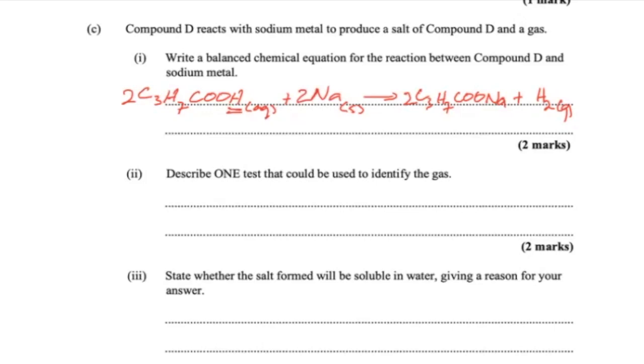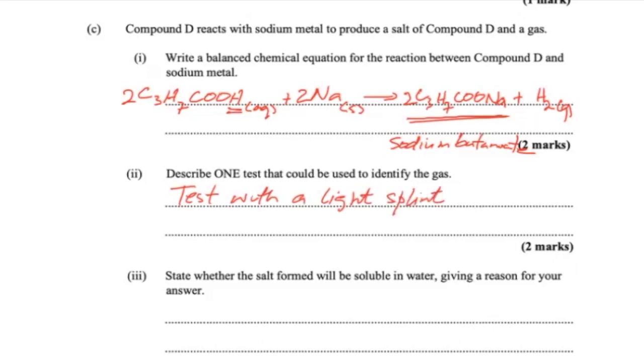Describe one test that could be used to identify the gas. How do we identify hydrogen gas? What do we do? Note the salt, sodium butanoate. Coming back to that gas thing. Burning splint. So we test with a lighted splint. 1 mark for that. 1 mark for telling what we'd observe.